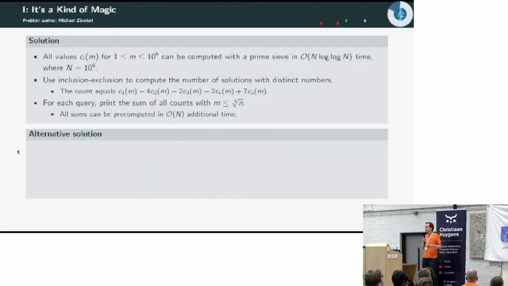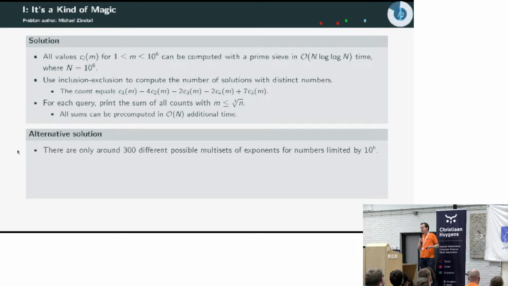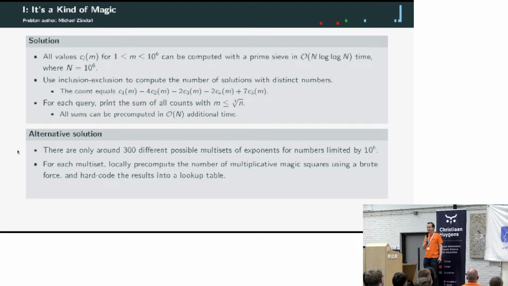There's also an alternative solution, which is maybe slightly simpler if you want. There's only 300 different ways, or different prime factorizations basically, if we ignore what the actual primes are. So what we can do is just locally on your own laptop pre-compute for each of these possible prime factorizations what the number of magic squares is, and just hard code these 300 numbers into your code. And then you still need to do some kind of prime factorization in your code itself to use this to compute also all the other numbers.